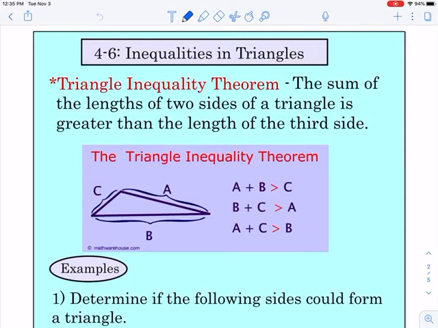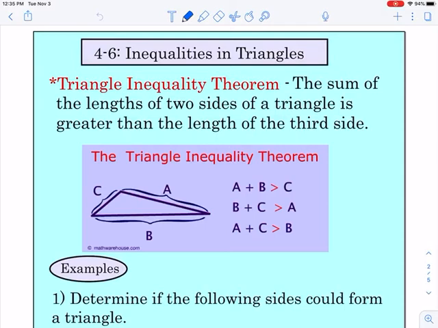The last section of chapter 4 is about inequalities in triangles. The first thing that we're going to talk about is something called the triangle inequality theorem. What that theorem states is that the sum of the lengths of two sides of a triangle is greater than the length of the third side.